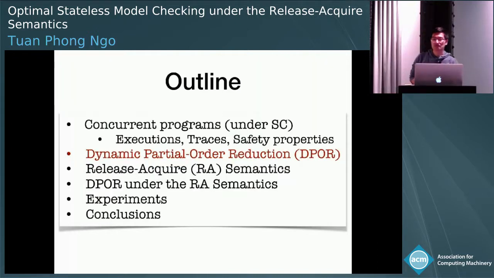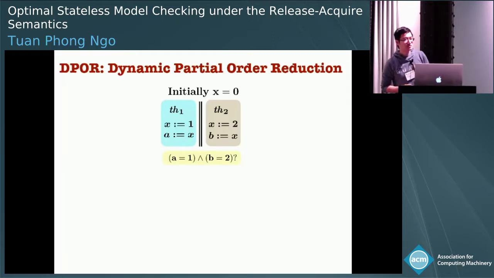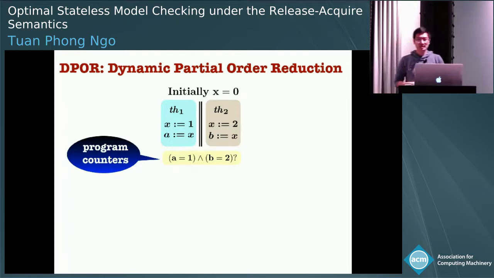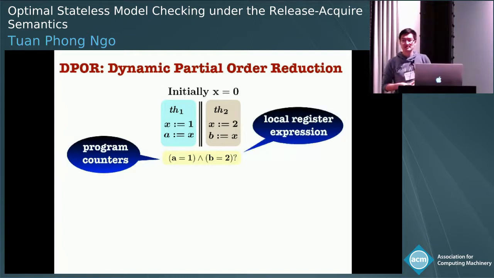So now, after we know the concurrent programs, we see how the DPOR algorithm can be applied to solve the safety properties for concurrent programs. In order to check the safety property, we check the assertion violation. The assertion violation depends on the position of the assertion, so it depends on the program counters. Also, it depends on the value of the local register.